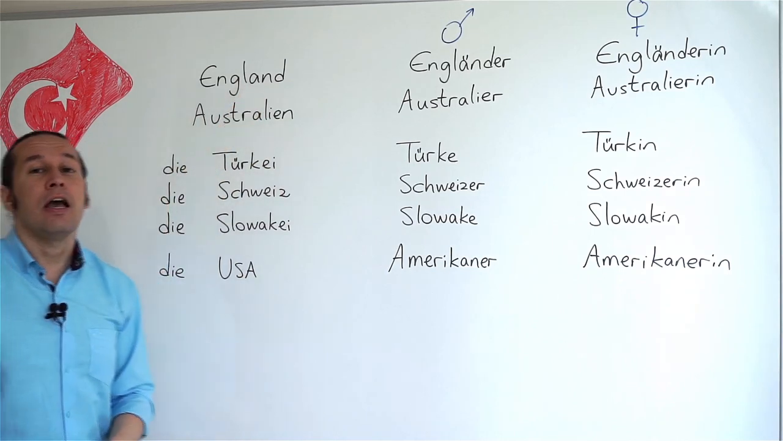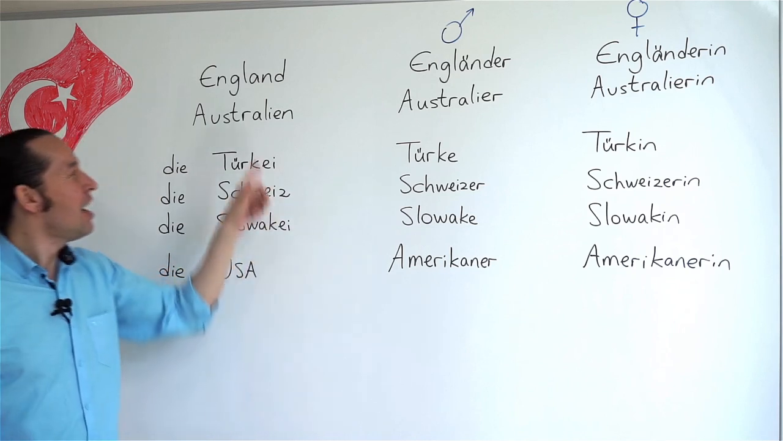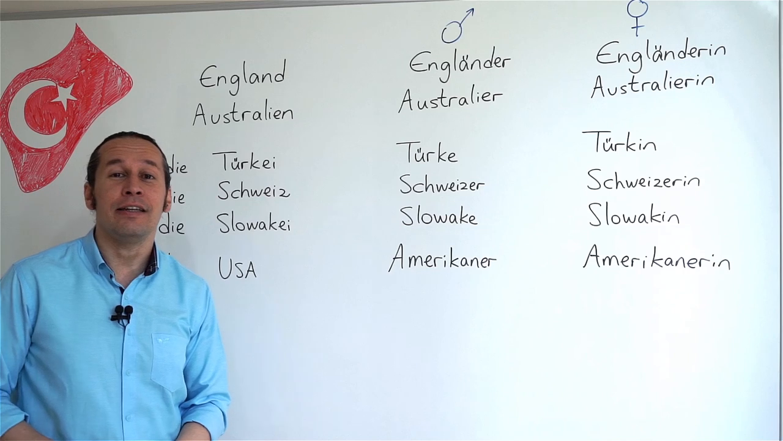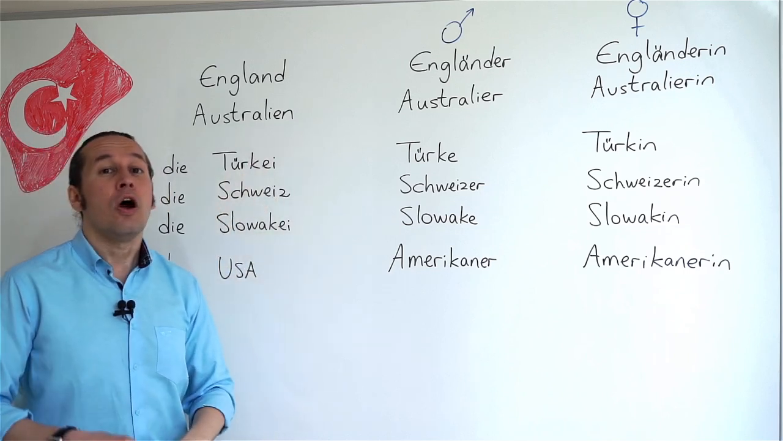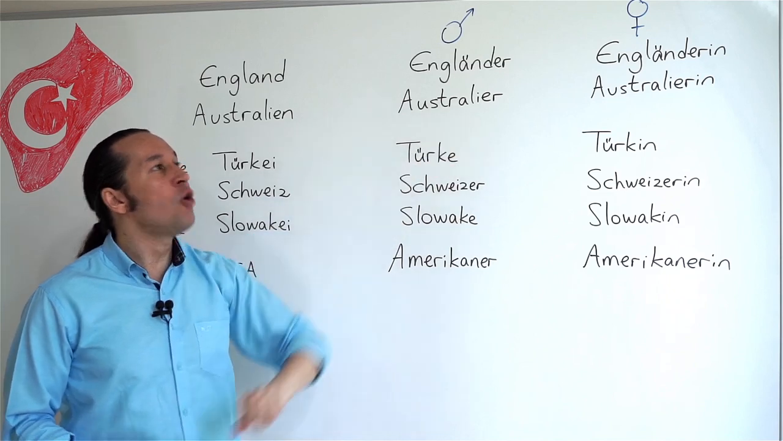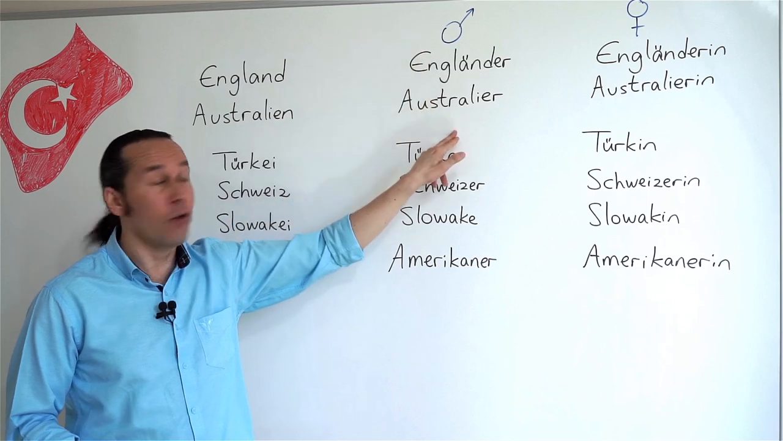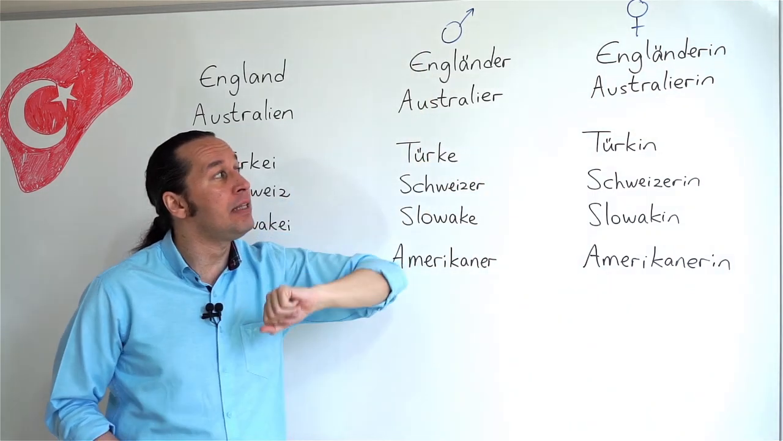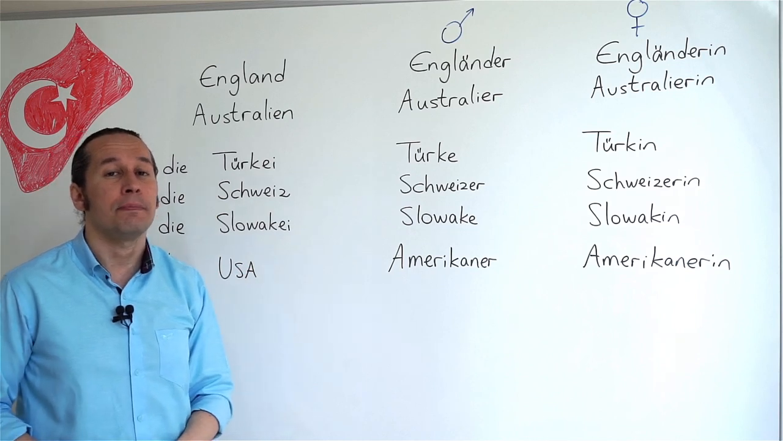So, when I say Australia, where the kangaroos are, right? I'll say Australien. So, Australier for a male, right? A female would be Australierin.